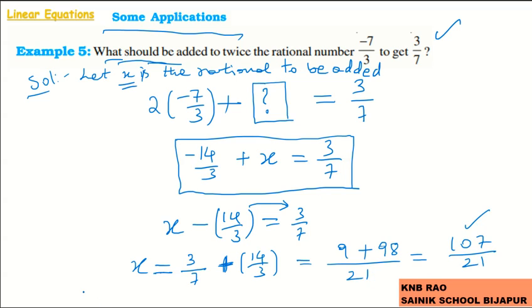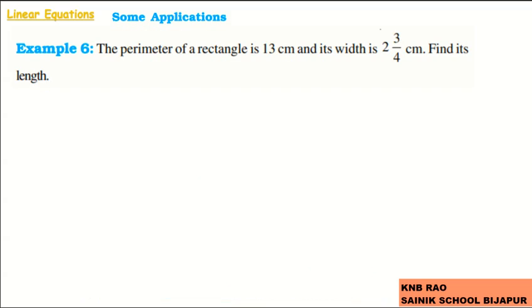So we will conclude finally, therefore the number to be added is 107 upon 21. Then continuing with the example number 6.